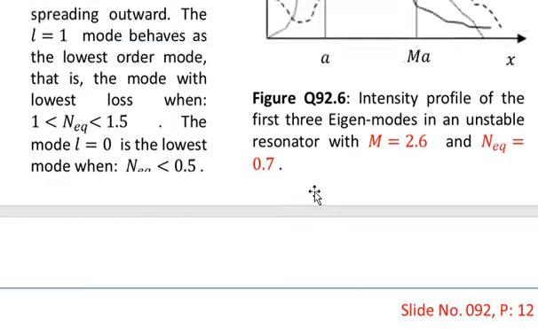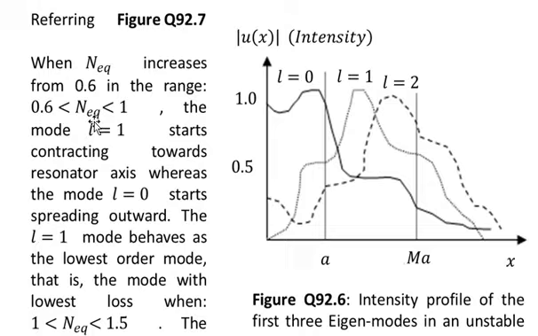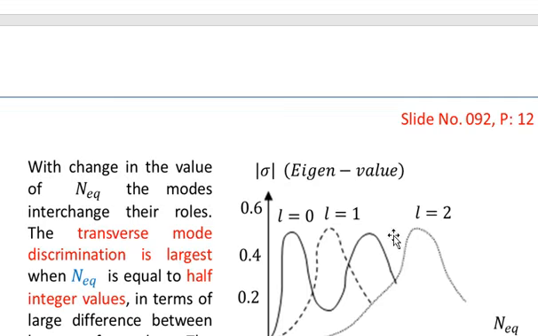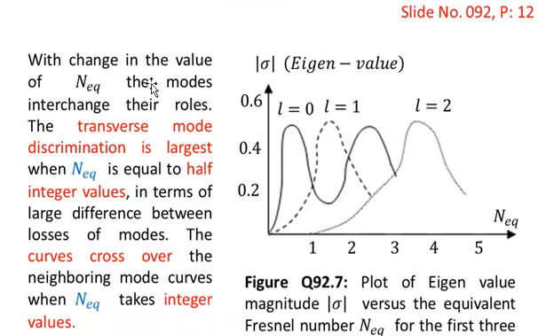So you see that this is the brief description I have given of the change in value of the Fresnel equivalent number versus the intensity, or the eigenvalue, for these three modes. With the change in value of N equivalent, the modes interchange their roles. That is, L is equal to 0 becomes a maximum at some point. Then L is equal to 1 becomes a maximum at some other value of N equivalent. Then L is equal to 2 becomes a maximum at some other value of N equivalent. So with the change in the value of N equivalent, the modes interchange their roles.